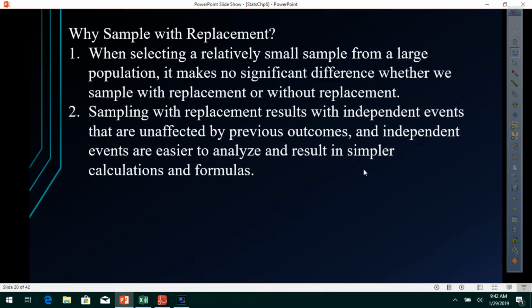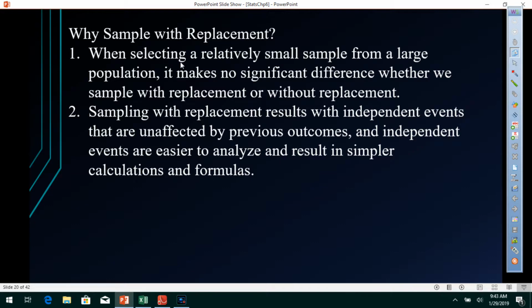Why sample with replacement? One, when selecting a relatively small sample from a large population, it makes no significant difference whether we sample with replacement or without replacement. Two, sampling with replacement results in independent events that are unaffected by previous outcomes, and independent events are easier to analyze and result in simpler calculations and formulas. So that's why we sample with replacement.